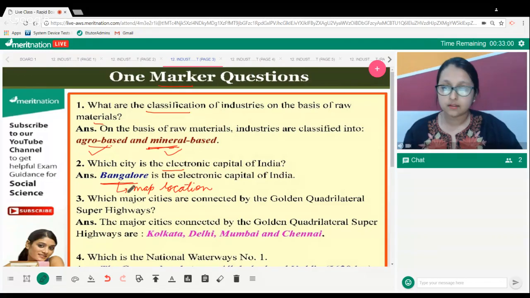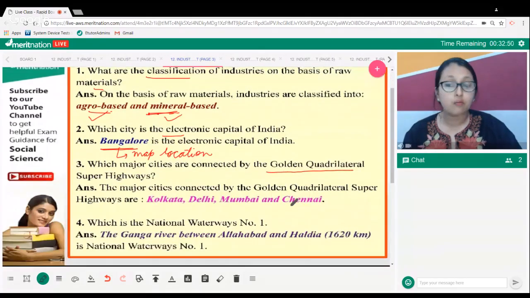Fine. Then, third question, which major cities are connected by the Golden Quadrilateral? This is one of the important questions, so you should know this. The four major cities connected by the Golden Quadrilateral are Kolkata, Delhi, Mumbai, and Chennai. All these four cities are connected through the Golden Quadrilateral superhighways.